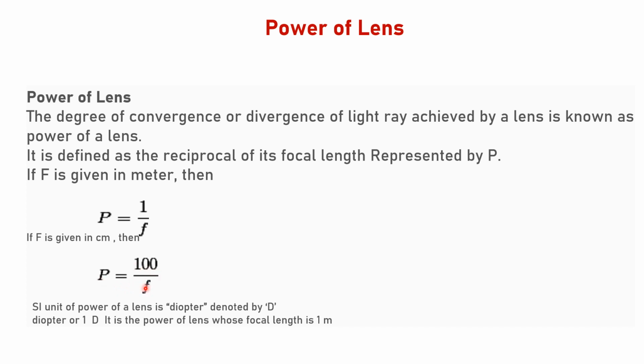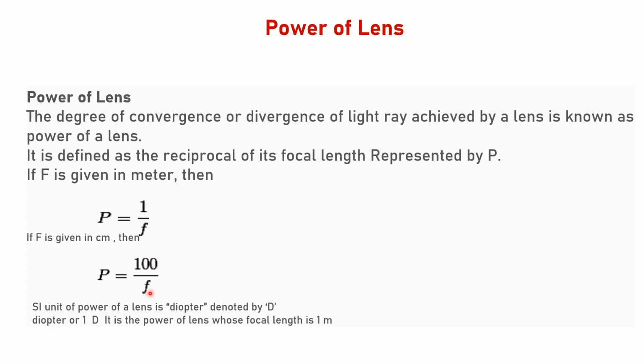Clear? If the focal length F is given in meters, you can directly put the value of F and calculate the power. But if it is given in centimeters, you need to use this formula instead. Because 1 centimeter is equal to 1 upon 100 meter. So when you write 1 upon 100 meter here, it gets reciprocated, 100 goes up and the focal length is there. So it will be 100 upon F.